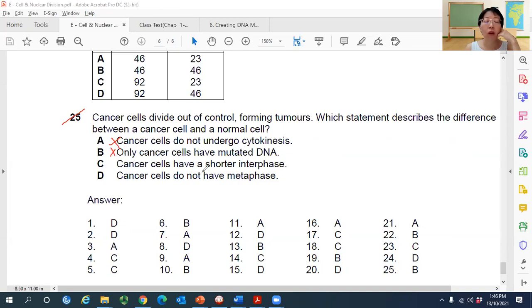Okay, mutation can occur anywhere in our DNA, right? Only when the mutation occurs in the gene that controls cell division may the cell become cancerous. That doesn't mean that only cancer cells have mutated DNA, right? Yeah, but the answer is B. That means you will look at all the A, B, C, D, and choose the best answer. Okay, so let's look at C.